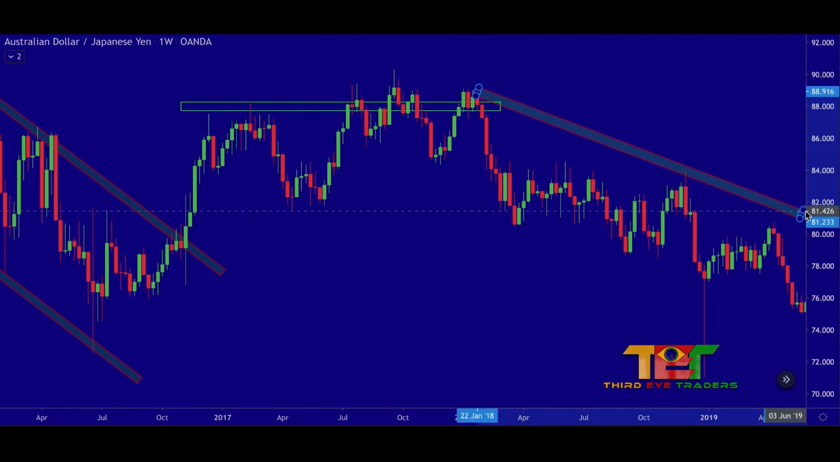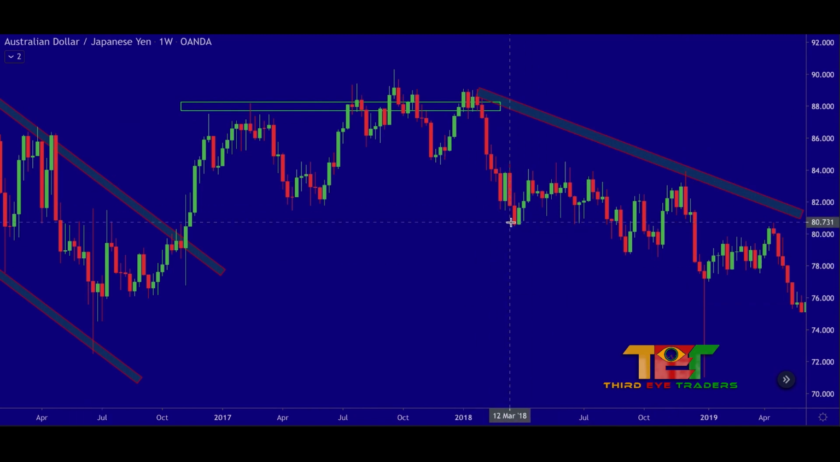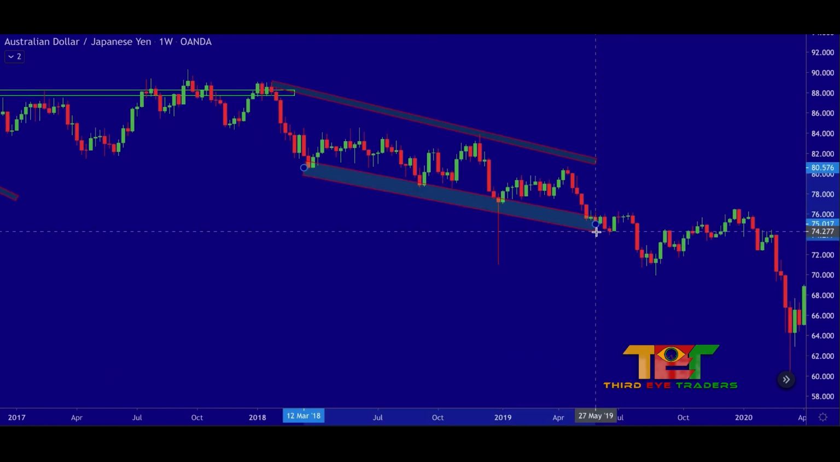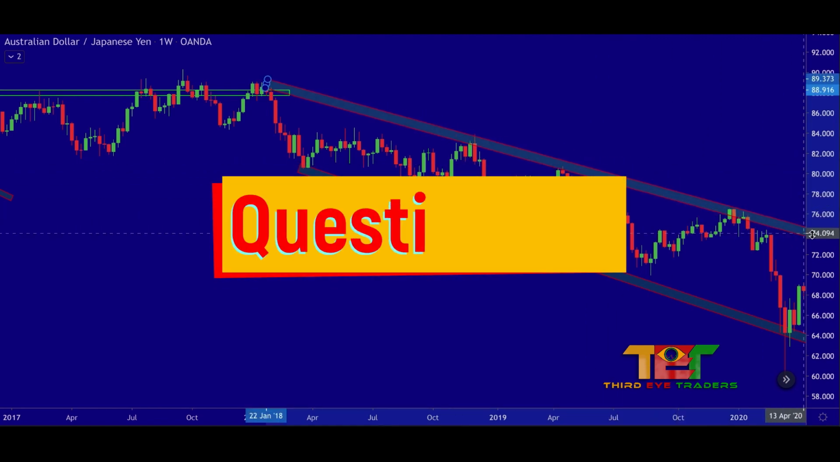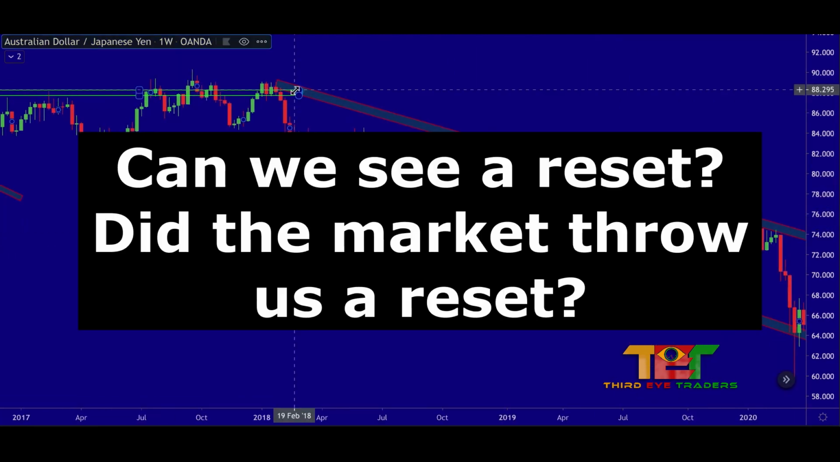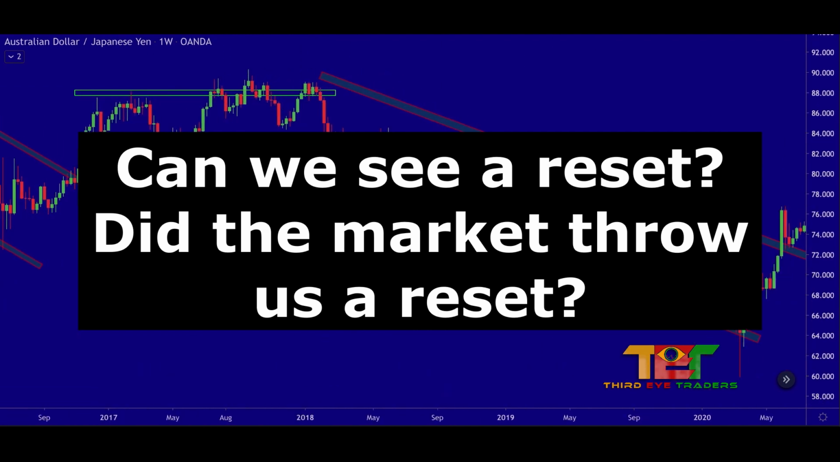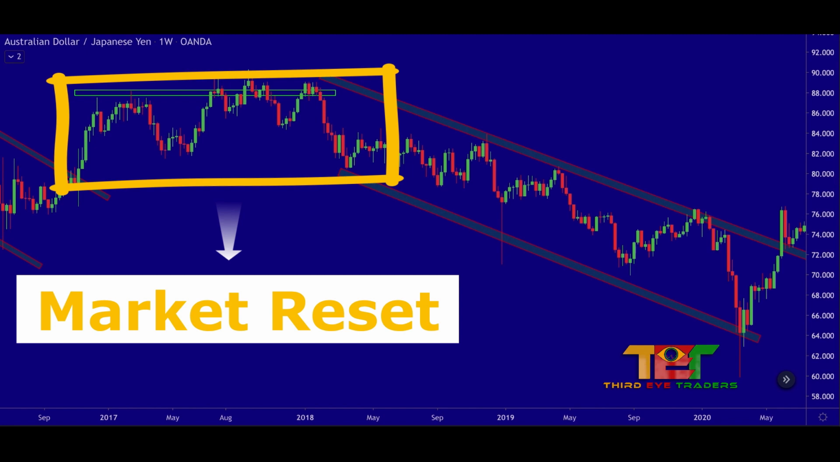The next thing we're going to do is mark our strong trend zones. Now this is one of the trades that we were able to take profit on major, but we're going to remark it just to show you what that looks like. The second question we ask ourselves is, can we see a reset? Did the market throw us a reset? This is important because this is what's going to help us see the reset coming so we can catch the next move.